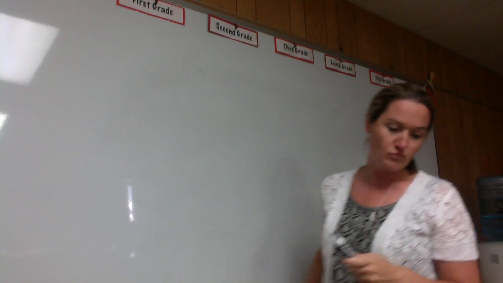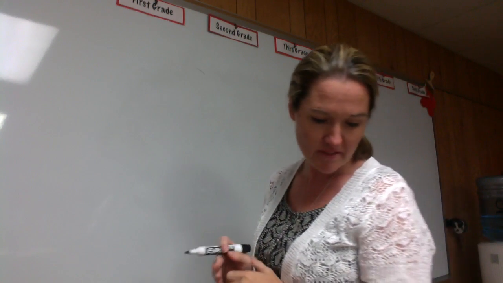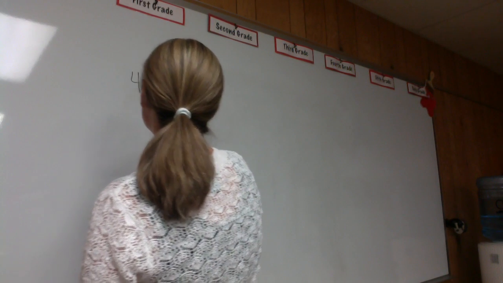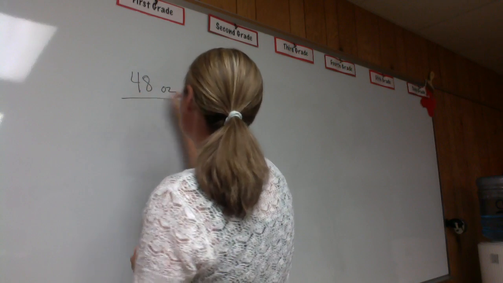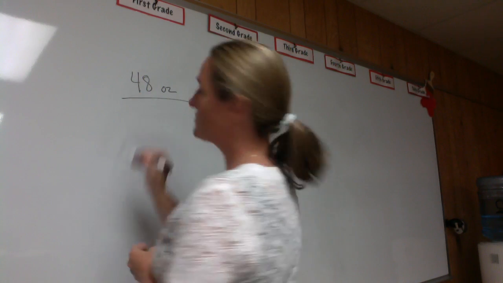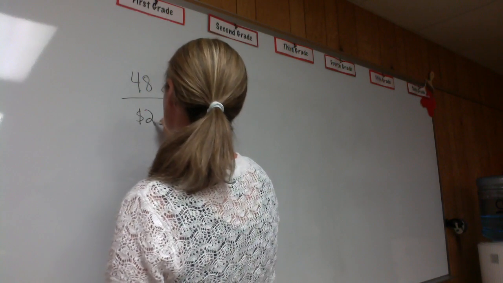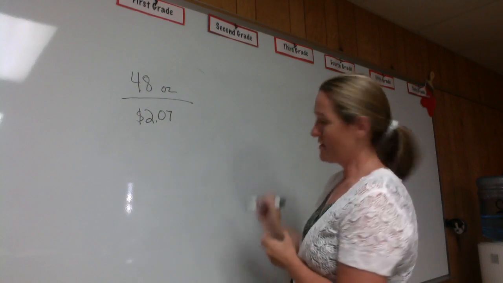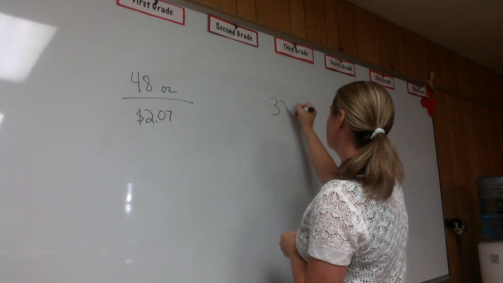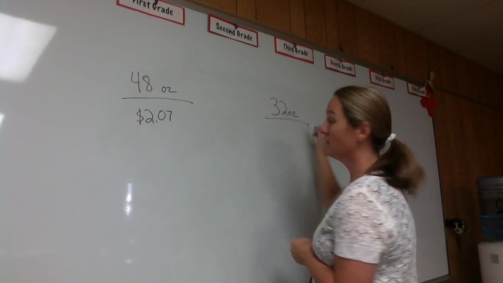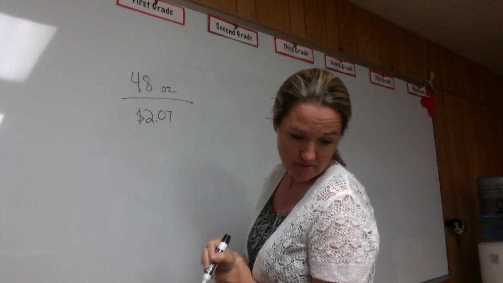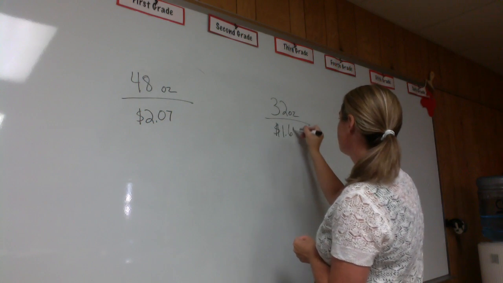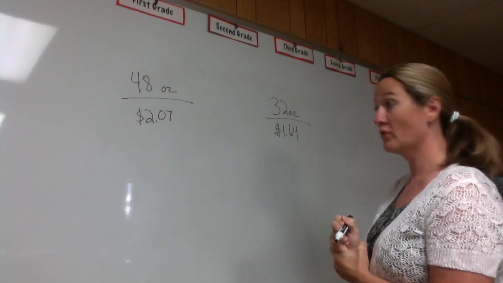Okay, let's do one more example from the book. So I'm going to buy some juice. I'm going to get 48 ounces or fluid ounces for $2.07. Or I could buy 32 ounces for $1.64. All right, so let's figure out which is the better deal.